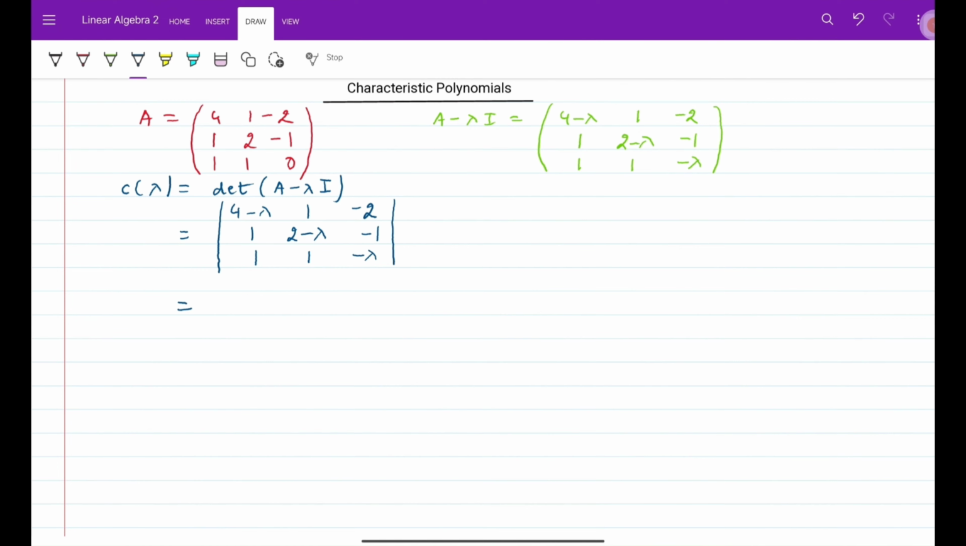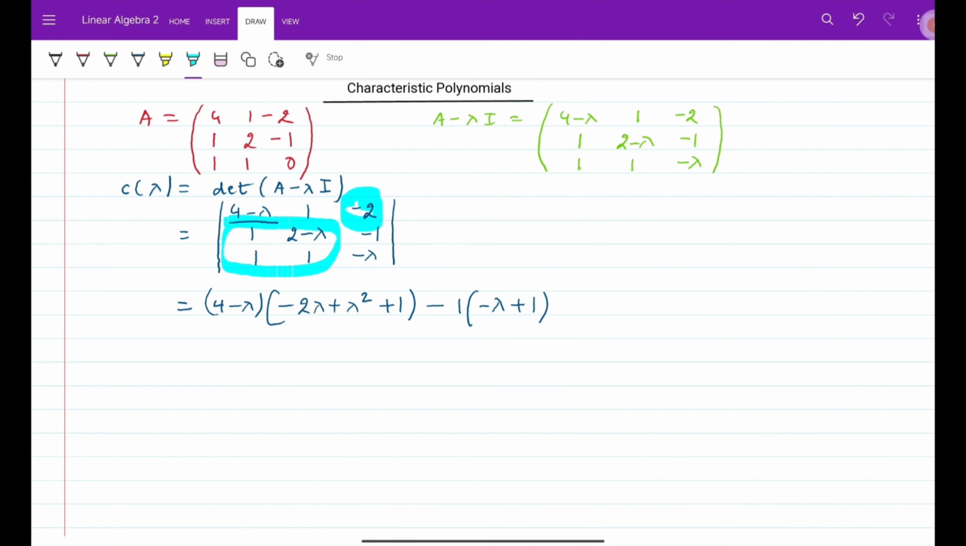So let us start with A11 entry which is 4 minus lambda, and the corresponding minor matrix is this, whose determinant is minus 2 lambda plus lambda squared plus 1. Then the next entry is 1 and the corresponding minor is this. So we have minus 1 minus lambda plus 1. And for the last one, A13 element is negative 2 and this is the corresponding minor. So we get minus 2 into 1 minus 2 plus lambda.